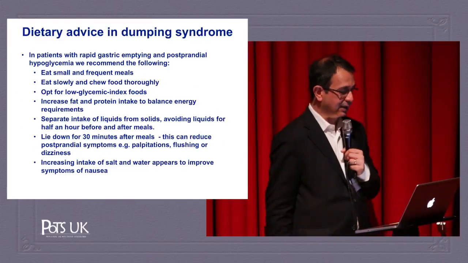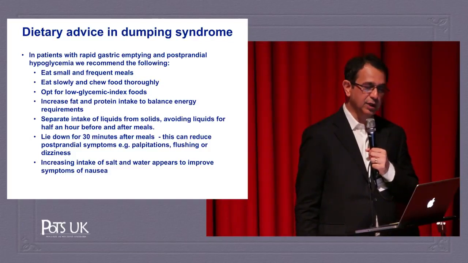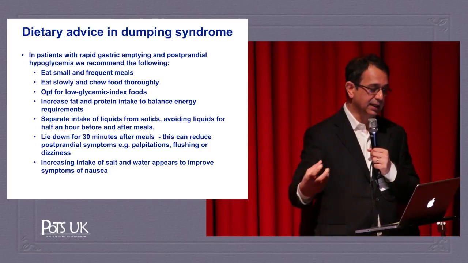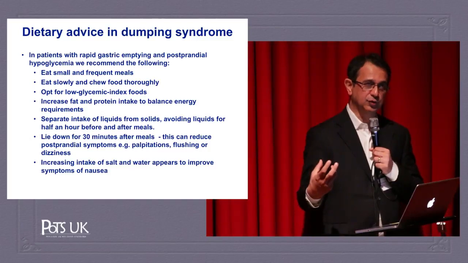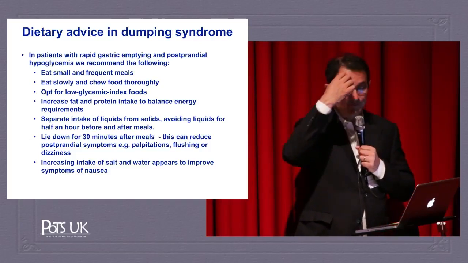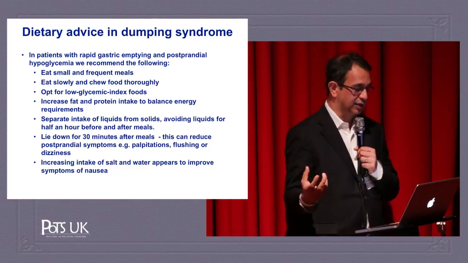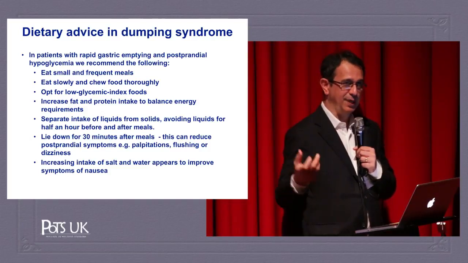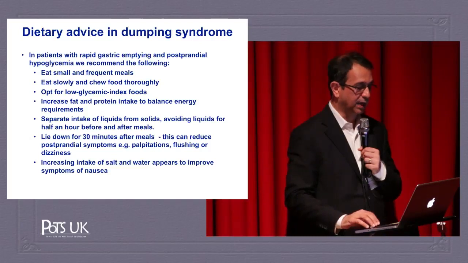More specifically, in those with early dumping and late dumping, the advice would be to eat small and frequent meals. Don't load your stomach up too much because you're going to get more dumping. Eat slowly, chew food thoroughly. Opt for low glycemic index foods, so try and avoid processed carbs, refined sugars, etc. in your diet. Increase the fat and protein content in your diet to balance your energy requirements. And fat does slow the stomach down. If you have a bit of olive oil with every meal, it will slow your stomach because of release of CCK from the small bowel.